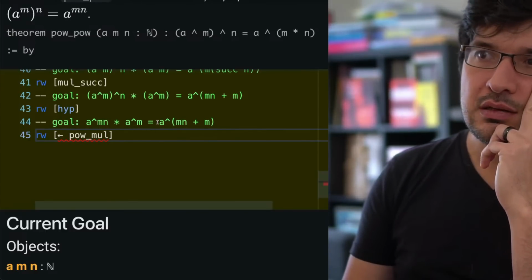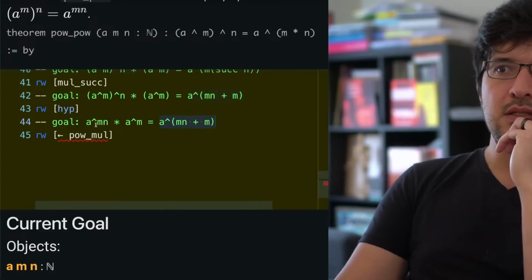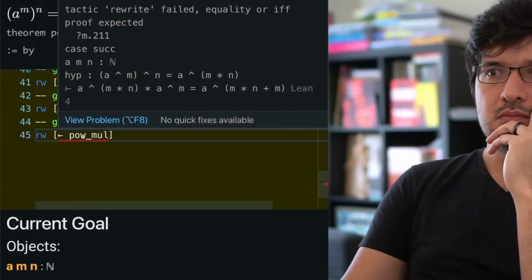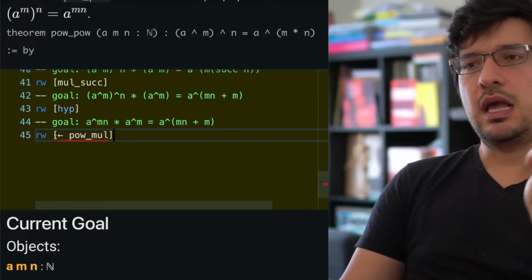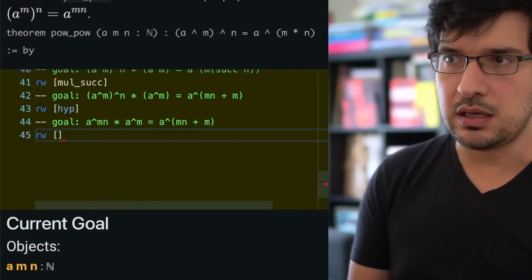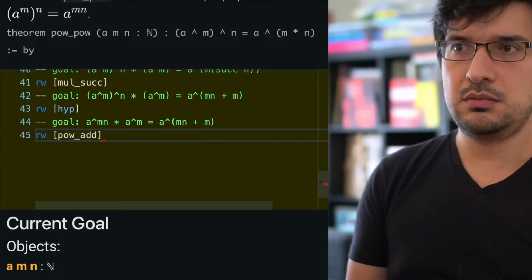Okay, I can cheat because I think I know what I'll type to rewrite the right-hand side, but I wanted to rewrite the left-hand side. Yeah, let's first do it with the right-hand side so I can get this working. Pow add, right?